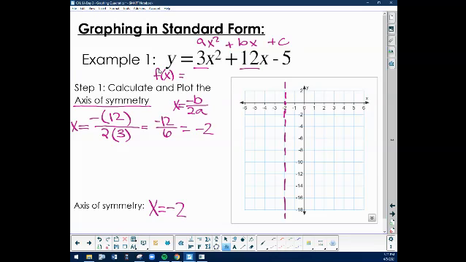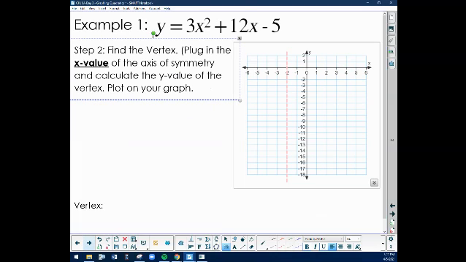Okay, so the first step is to calculate and plot the axis of symmetry. Now, step 2 is going to be to find the vertex. We haven't done this before. We're using a lot of algebra, and we're probably not used to that. But I know that the axis of symmetry hits the vertex. I just don't know where along this whole line the axis of symmetry hits the vertex.